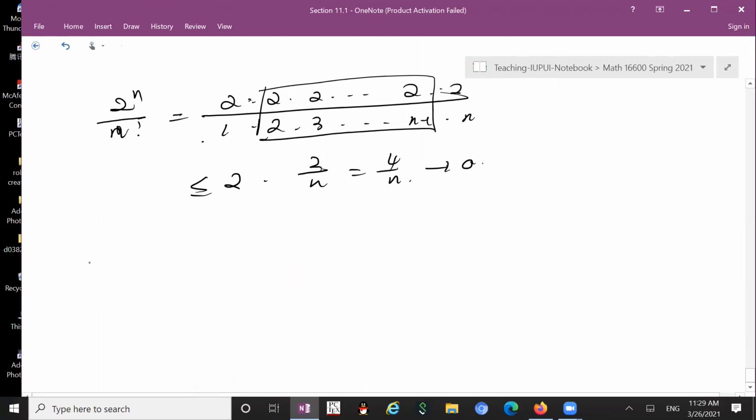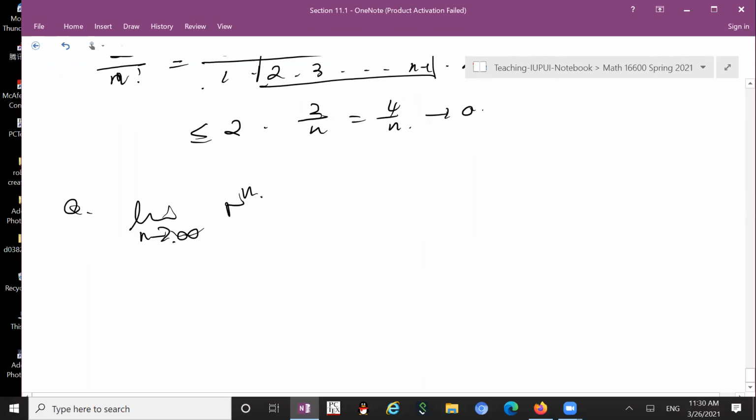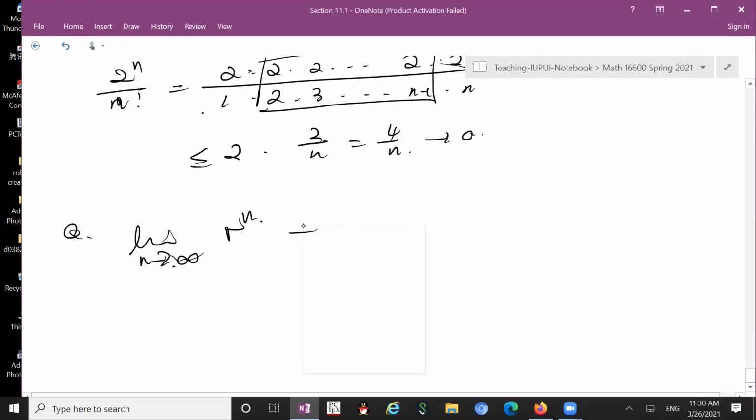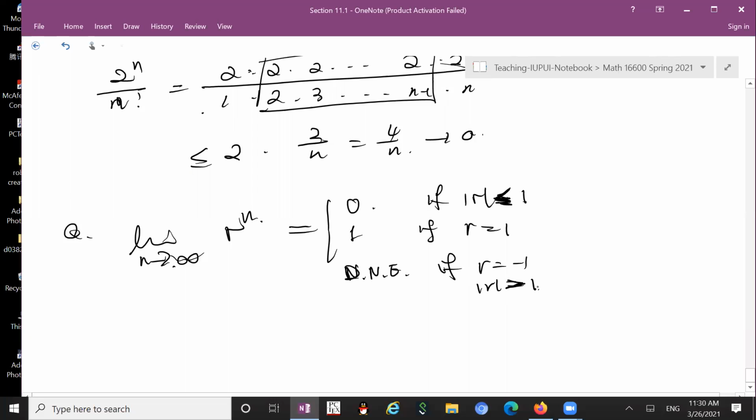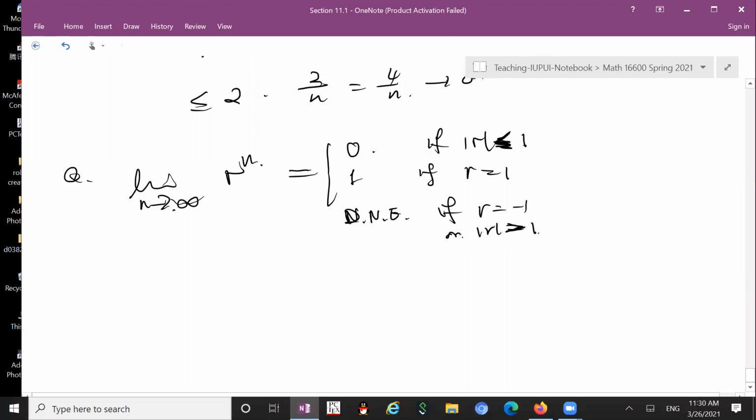Another fact is, we're going to find the limit of r to the power n. Okay. Here r is any real number. Okay. And I'm going to give you the answer here. This will be 0 if the absolute value of r is less than 1. And it is 1 if, obviously, r is 1. But the limit does not exist if r is negative 1 or the absolute value of r is greater than 1. Okay. Greater than 1, it could be positive infinity, but we just say divergent. Okay.